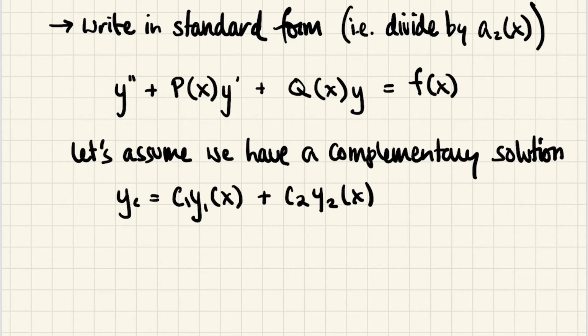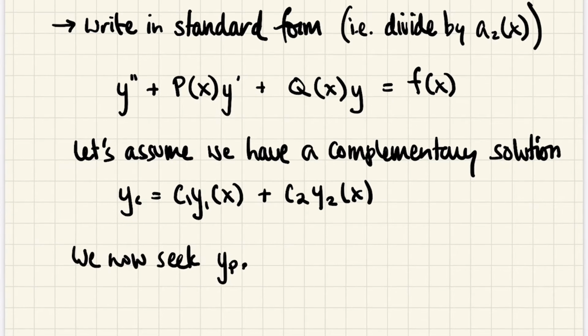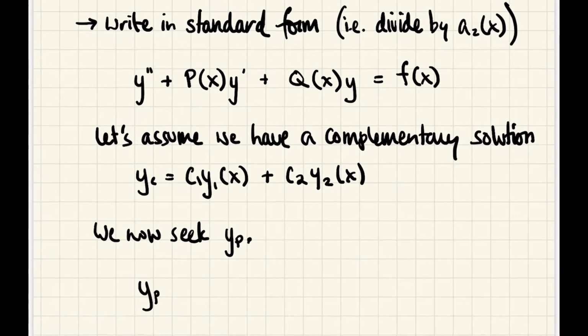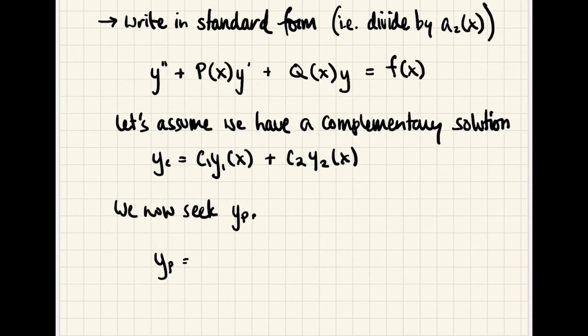So we now seek a particular solution yp. Now we know that we cannot just assign yp to be a constant multiple of y1 and another constant multiple of y2, because then yp itself would not be independent of the complementary solution. So what we're going to do is say, well, let's write it this way anyway, but instead of using constant coefficients, we'll put variable coefficients.